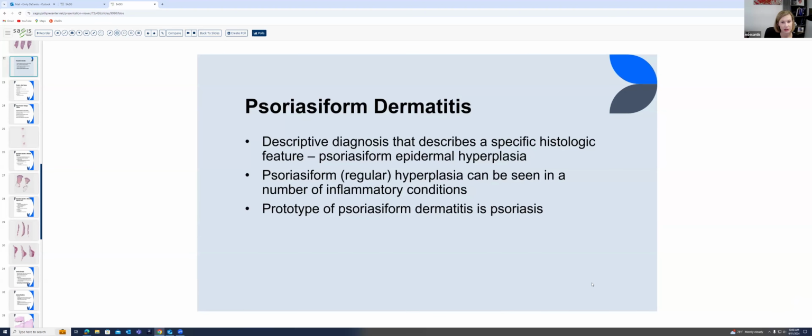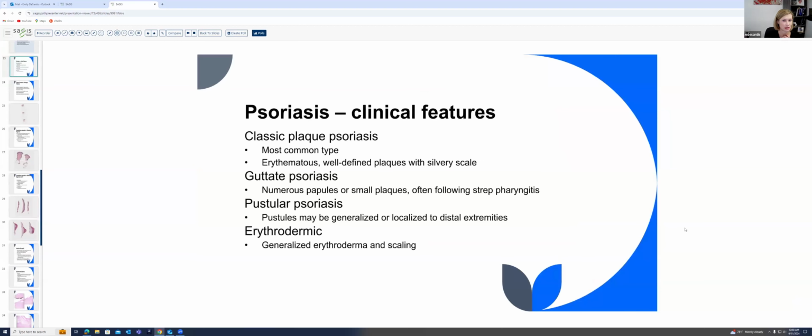Psoriasiform dermatitis is a descriptive diagnosis that characterizes a specific histologic feature, which is psoriasiform or regular epidermal hyperplasia. It can be seen in a number of inflammatory conditions, but the prototype is psoriasis. There are several different subtypes of psoriasis, as you're aware: classic plaque-type psoriasis, guttate psoriasis, pustular, and also erythrodermic. So psoriasis is one of those conditions that can present with a generalized erythroderma and scaling.